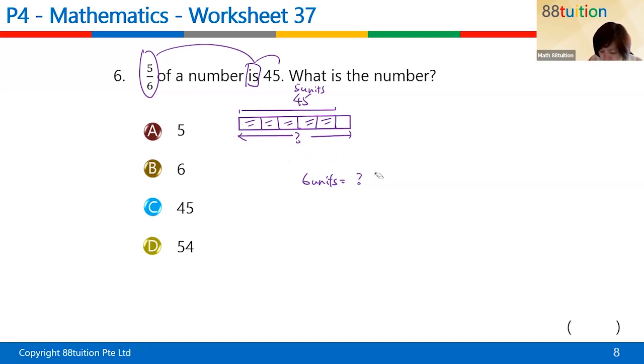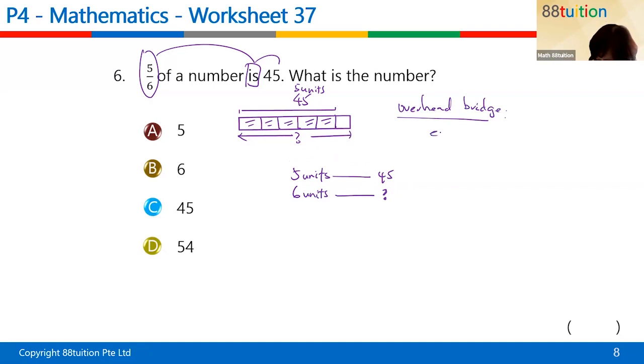Now, maybe I also introduce this overhead bridge. Okay, look at here. 5 units will give you 45, and now I'm looking for 6 units. Now, some of them will say, sure, I find 1 unit first, then I times 6. Now, I want to introduce you this method, we call it the overhead bridge. Very interesting one.